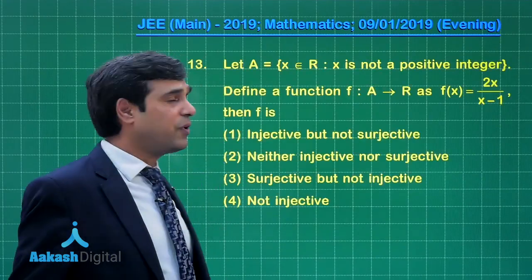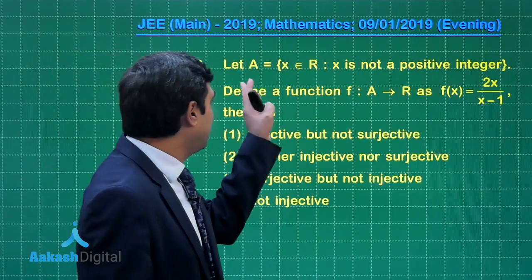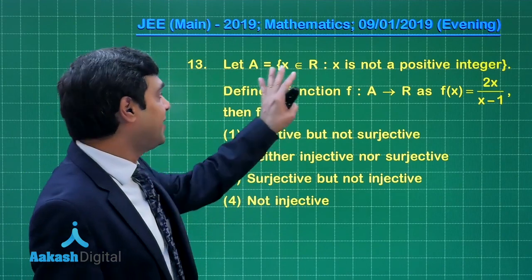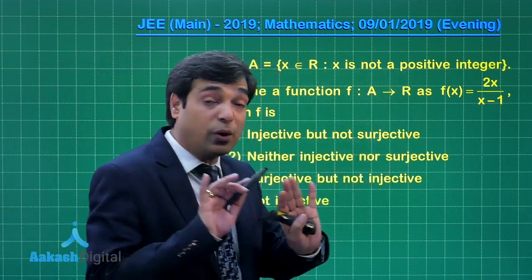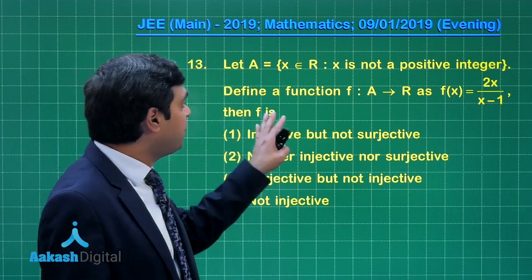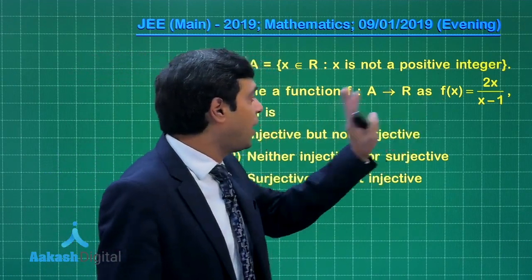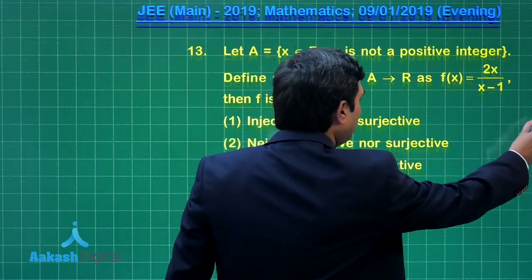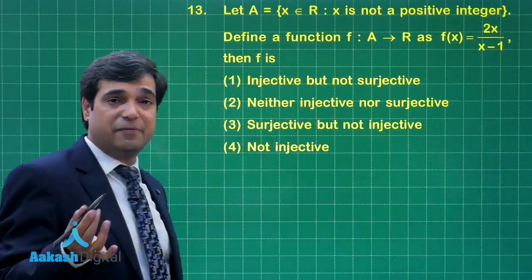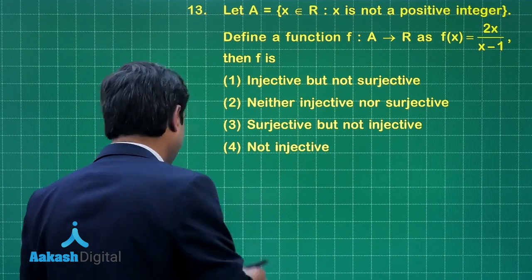Let's consider the next question, that is question number 13 of this paper. Let A equal the set of x from the real numbers such that x is not a positive integer. Define a function f from A to R by f(x) equals 2x upon x minus 1. We have to talk about injective, surjective, bijective, etc. So let's start this question.